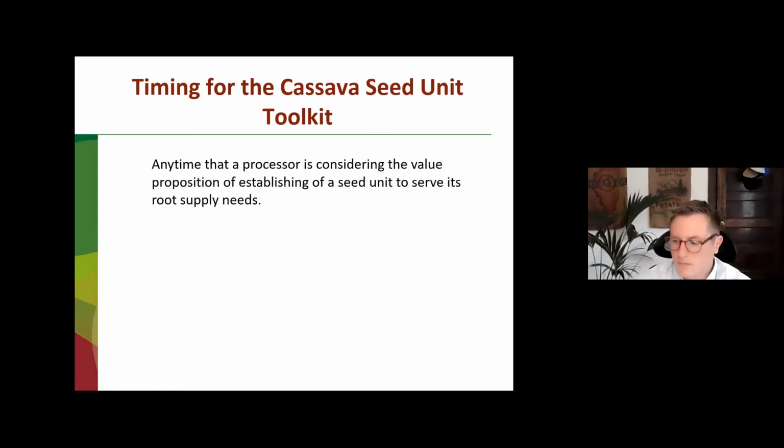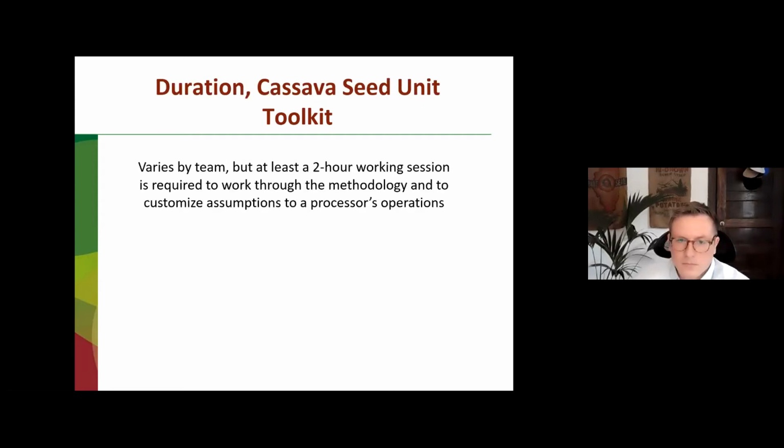This toolkit can be used anytime that a processor is interested in having a conversation about what it might look like to vertically integrate into seed production to serve the root demands at their factory. Ideally, you've got a half-day working session with the processor and their team to work through the assumptions. However, we have been able to work through a model in a light way in about a 2-hour block.